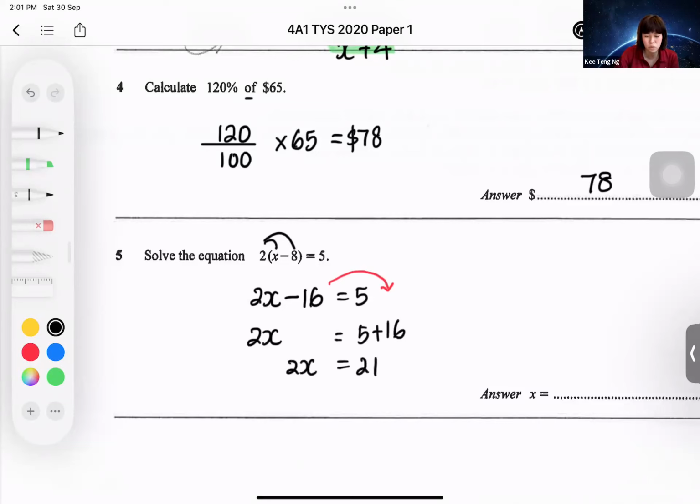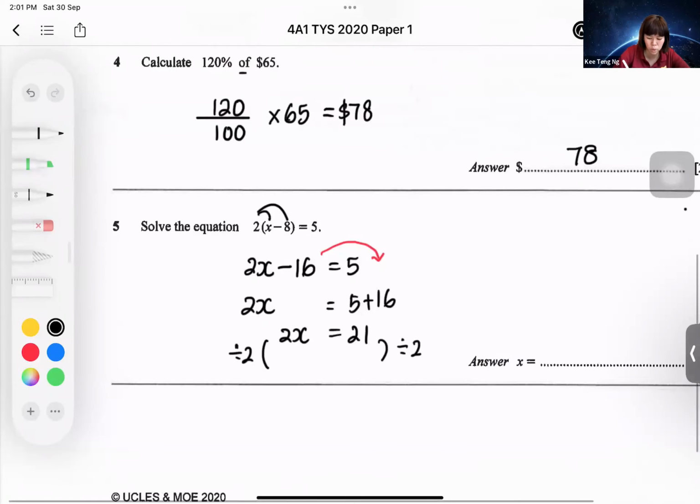Now 2x equals to 21. I don't want the 2, so I divide by 2. Which one divide by which one? 21 divided by 2, not the other way around. So x is equals to 21 over 2.